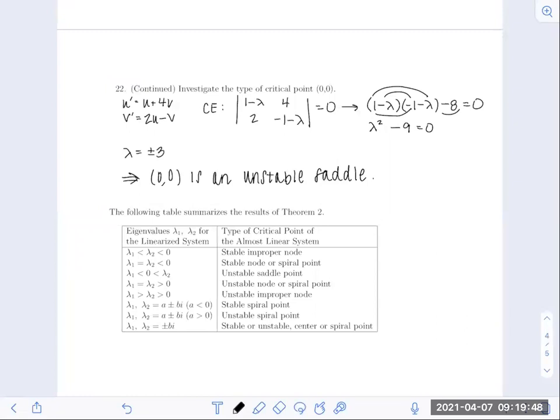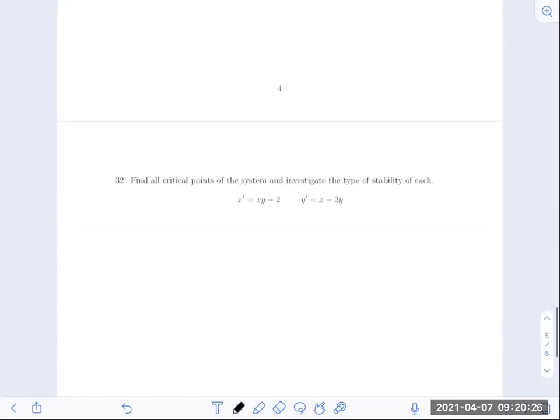And then the last 3 are dealing with complex conjugate pairs. If you have complex conjugate pairs with a negative real portion, that's a stable spiral. Positive real portion is an unstable spiral, and purely imaginary, we're not certain. It's either stable or unstable, and it's either a center or a spiral point. So this table will be given for nonlinear systems for you guys to use. You are in charge of being able to identify the eigenvalues and then read off the table what your classification should be. So let's do a full example of a nonlinear system.